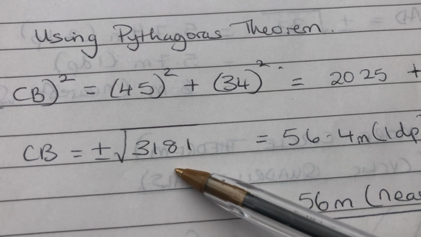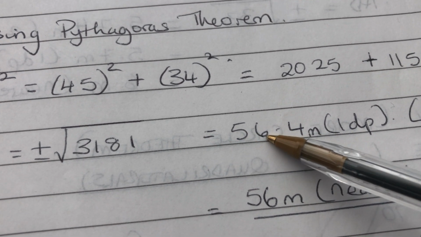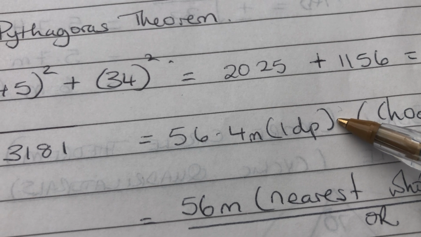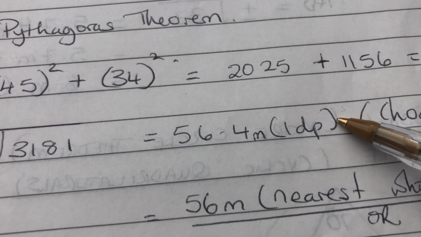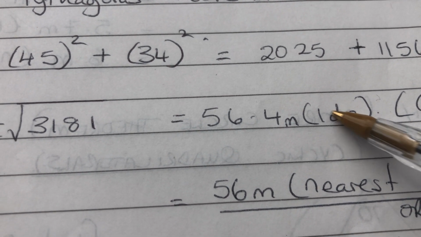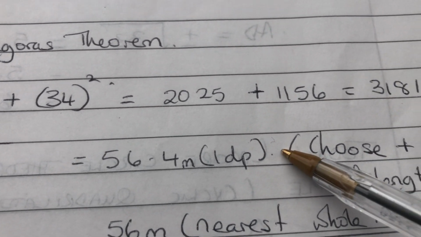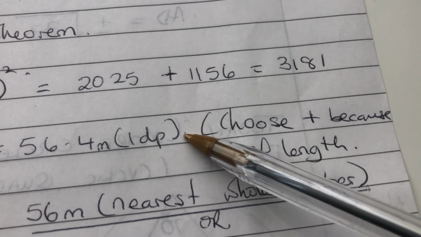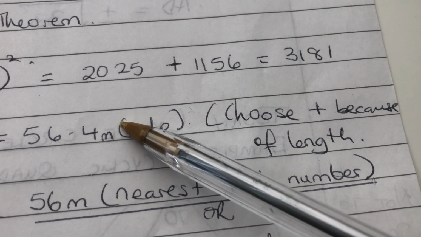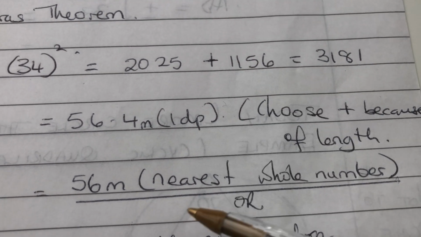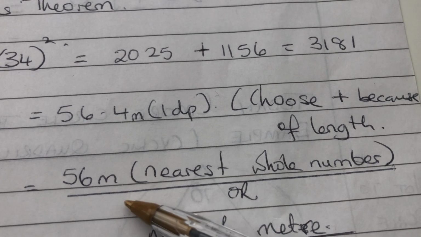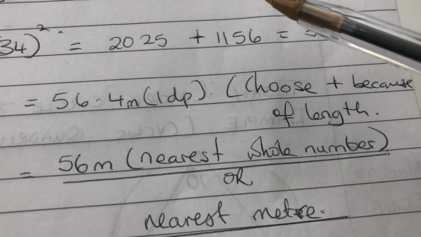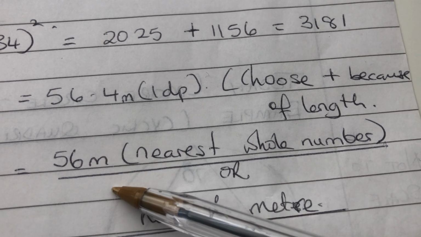So the square root of 3181 is plus or minus 56.4 meters. This is to one decimal place. So assuming the question said, leave your answer in one decimal place, this will be your answer. You choose positive because it's length. If they say leave it to the nearest whole number, then it's 56 meters. The nearest meter will also be 56 meters. Two significant figures will be 56 meters.